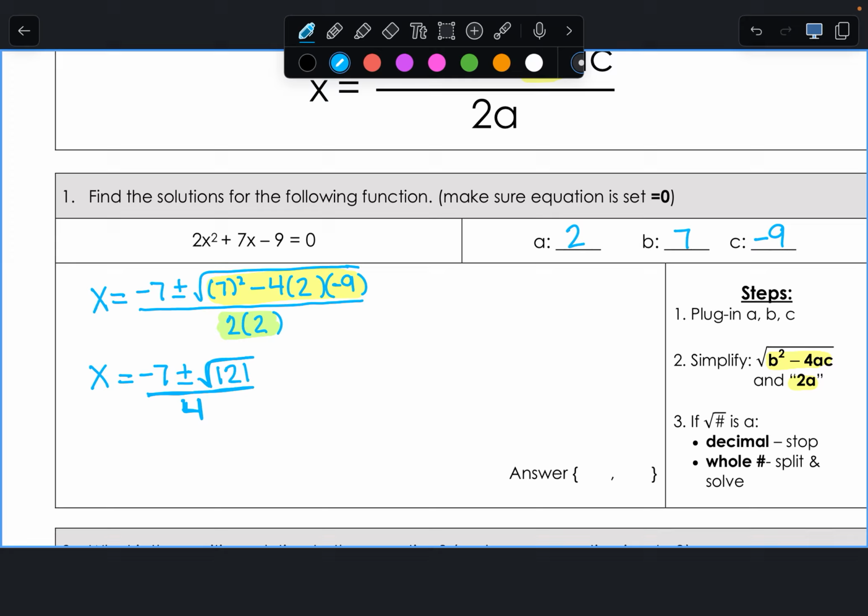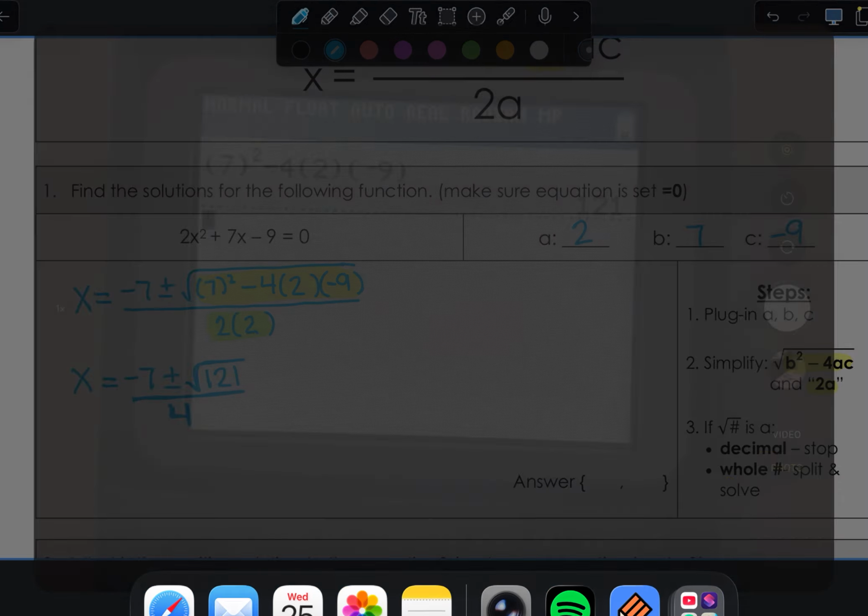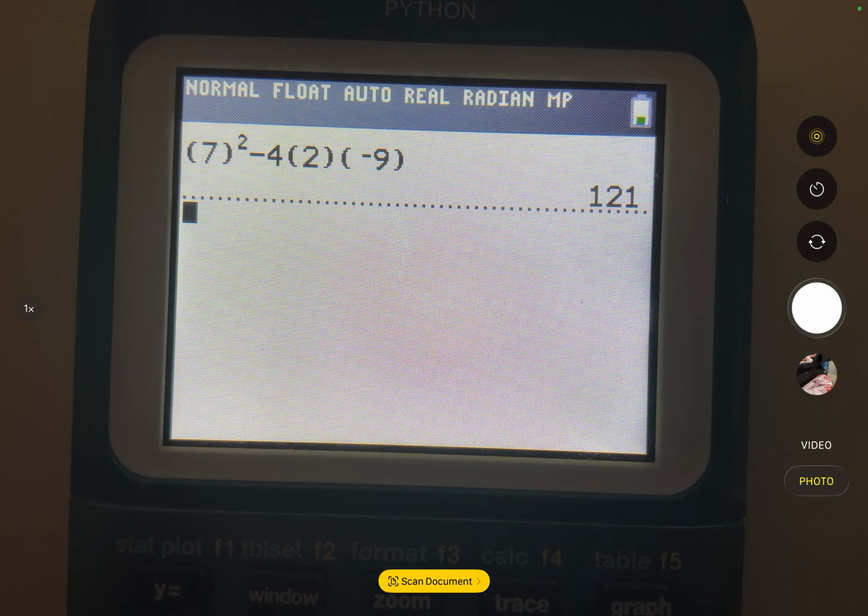Oh, I have a question. Hold on. What was your question? My question was, when we were putting in b squared minus 4ac, I accidentally put the b as negative and it still gave me the same answer. Because the square is going to change it to a positive anyway. 7 times 7 is 49. Negative 7 times negative 7 is positive. So, yeah. Never mind.